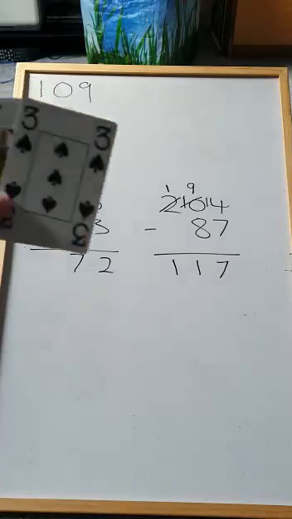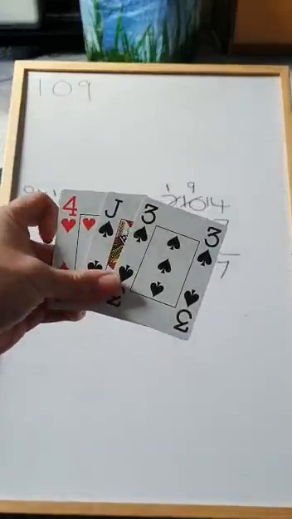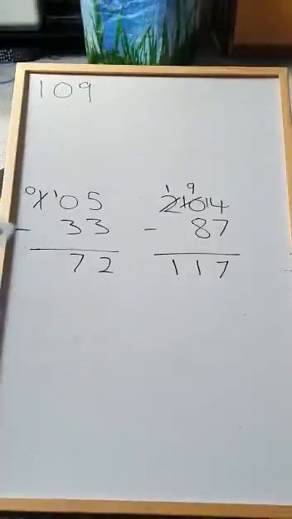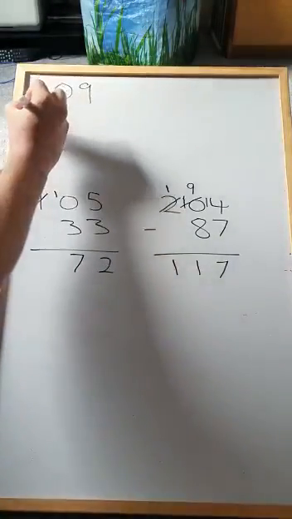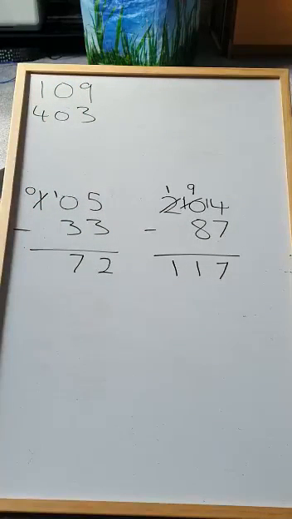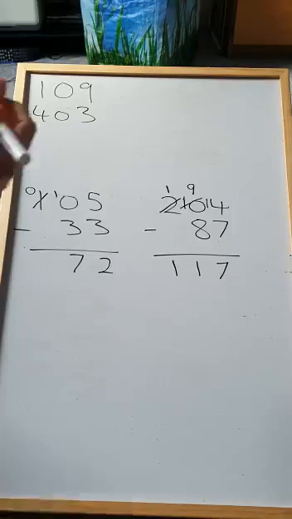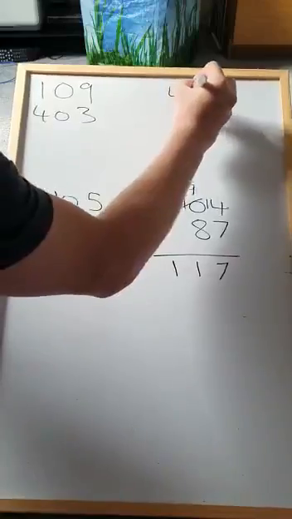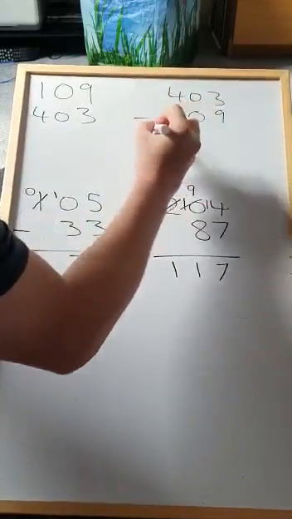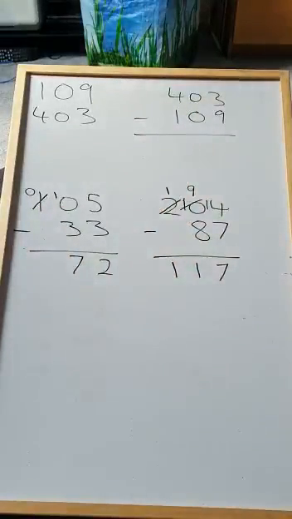My next number, give the cards a shuffle again, just going to pick some out. Ooh. So we've got this one here. So I've got 4, and Jack is a picture card, so 403. Now if we look which is the bigger number, the bigger number is the 400s. So that one goes at the top. So we've got 403, take away 109. So let's work that out.